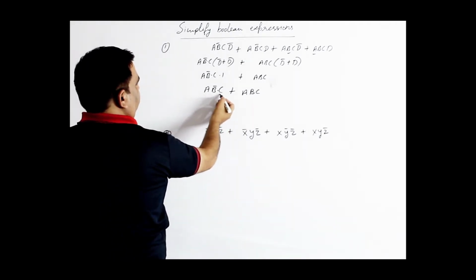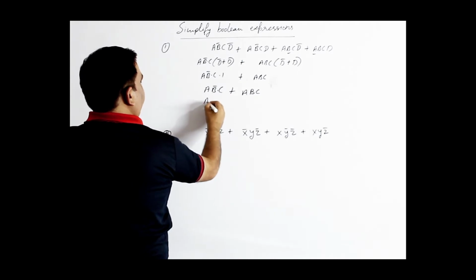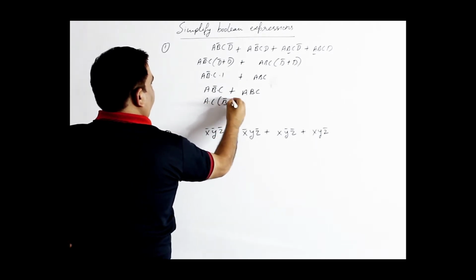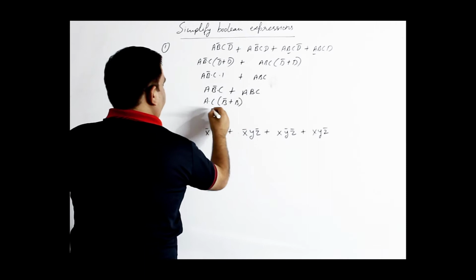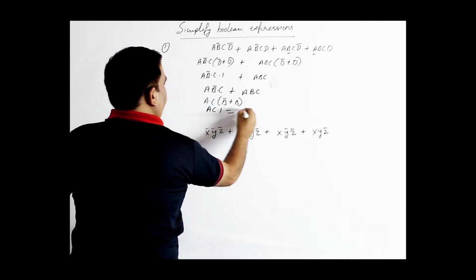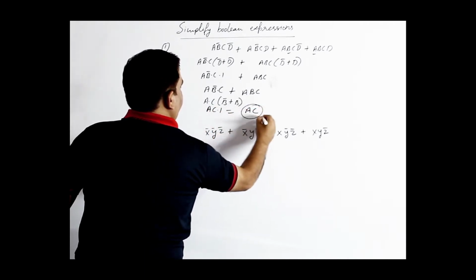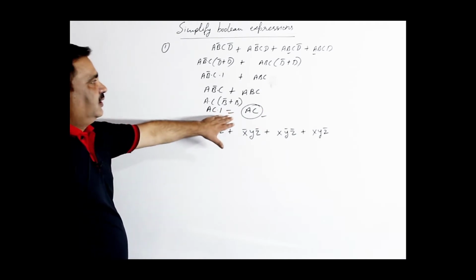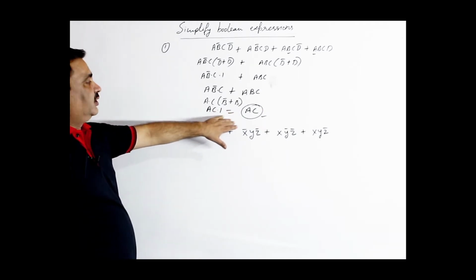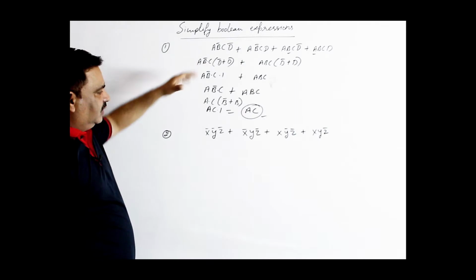And now, you can also try to take the common. Common is now C is common here, A is common here. So, A and C can be common, B complement plus B, which will be 1 again, AC dot 1 equal to AC. This is the answer, the reduced form, reduced term you can see.